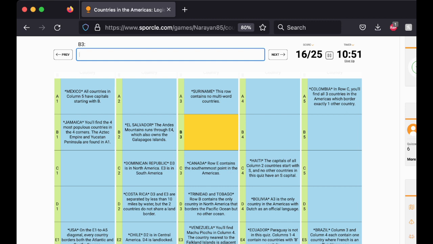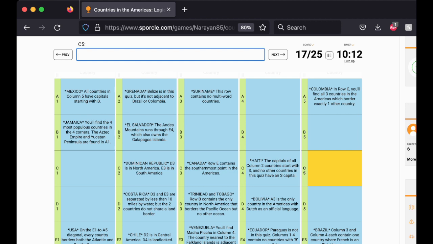Okay. So, Antigua and Barbuda, I believe the capital is St. John's. However, that's a multi-word country, so that leads me to believe that A2 would be Grenada, whose capital is St. George, I believe. So I'm going to say A2 is Grenada. Belize is in this quiz, but it's not adjacent to Brazil or Colombia. Okay, now, so it's Colombia. So it can't be B5 and it can't be D5.